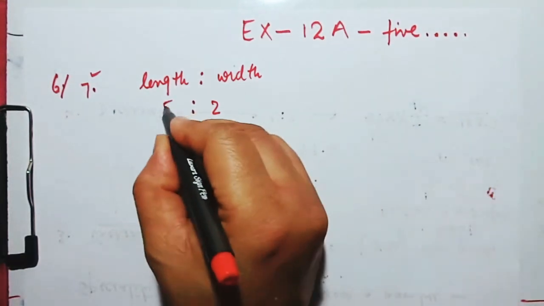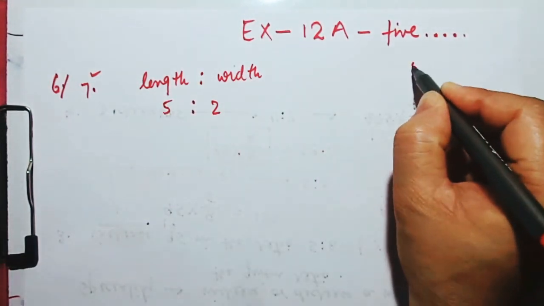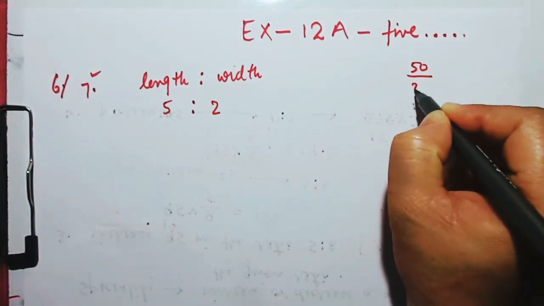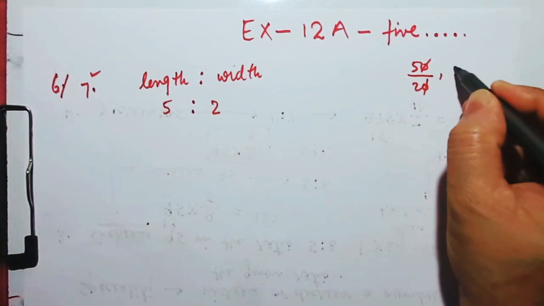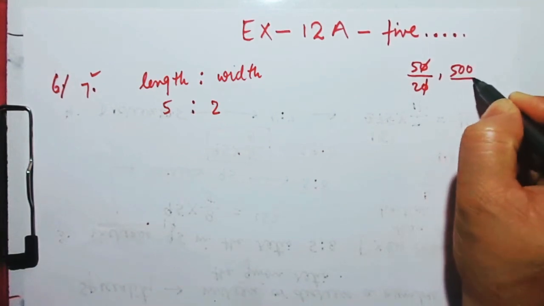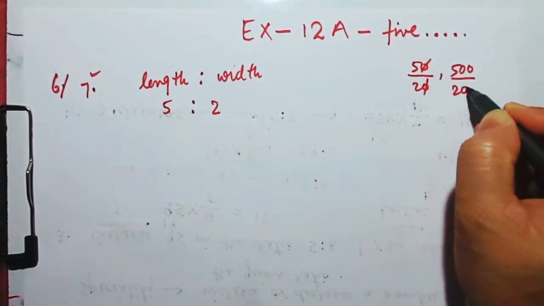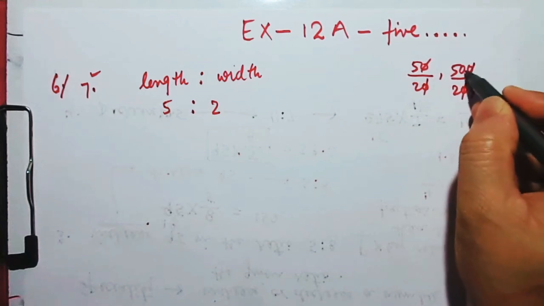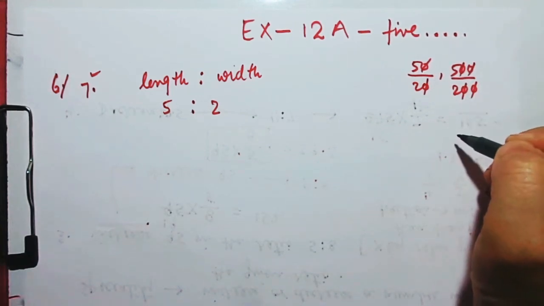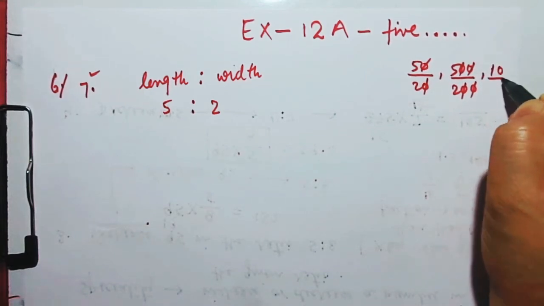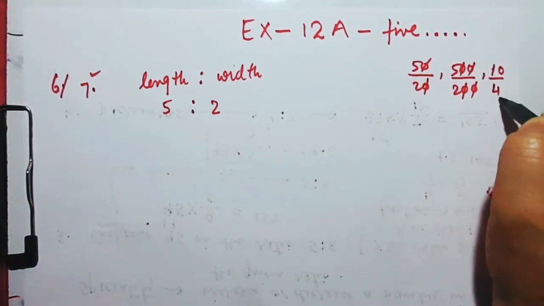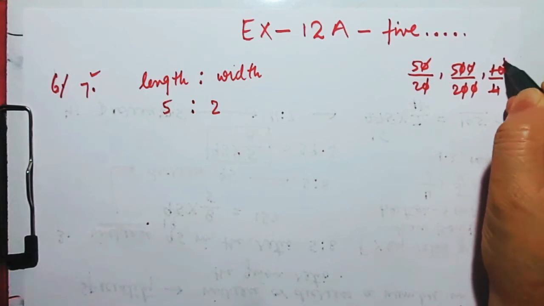Now, length can be 50 and width can be 20. That will give you 5/2. Length can be 500 also and width can be 200. That will also give you 5/2. Or length can be 10 and width can be 4. This will also give you 5/2.